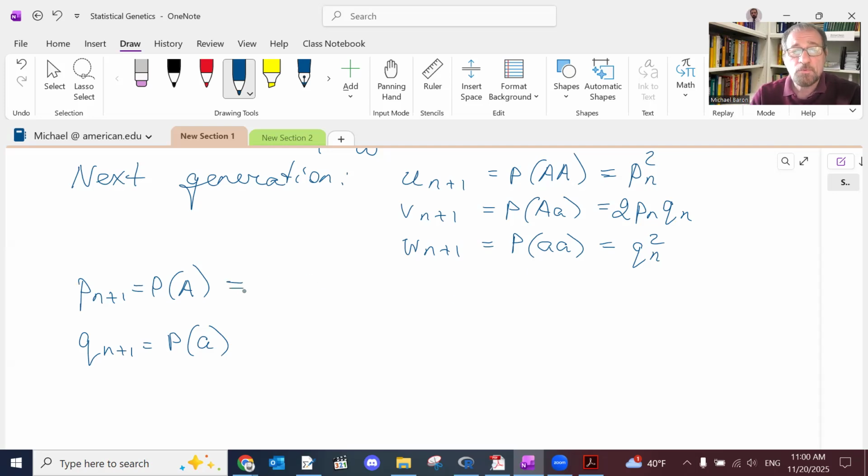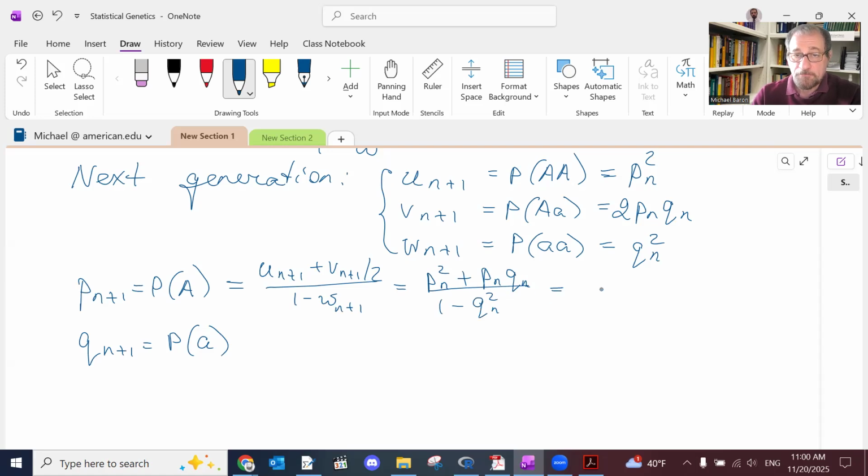Okay, let's work a little. So the proportion of dominant genes in the next generation, U plus V over 2, so U(n+1) plus half of V(n+1), over 1 minus W, because they are not mating, W(n+1). We can take the probabilities from here. So we have Pn squared plus half of V(n+1), that's Pn Qn, over 1 minus W(n+1), that's Qn squared. Let's simplify.